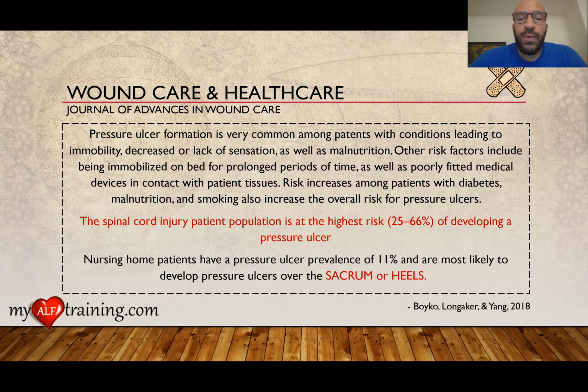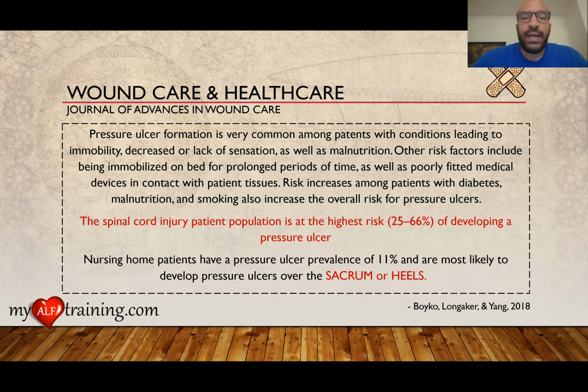Now, nursing home patients also have a high pressure ulcer prevalence, and they are most likely to develop ulcers over the sacrum or the heels. So, if you're working in a hospital and you encounter a patient who's had some type of spinal cord injury or has a history of a spinal cord injury, then there's a very high chance that that patient will develop some type of pressure ulcer while they're staying in the hospital. So you want to make sure that you really rev up your efforts if you encounter this type of patient.